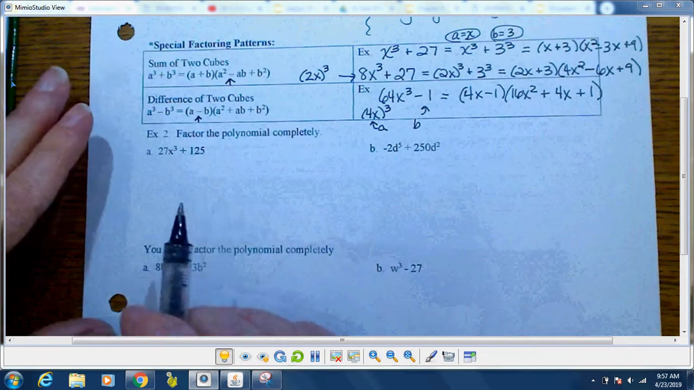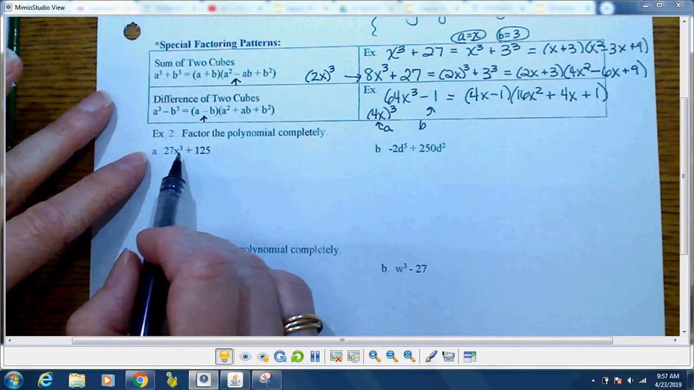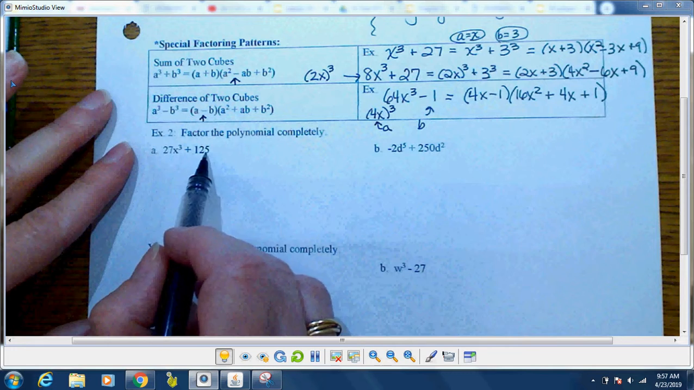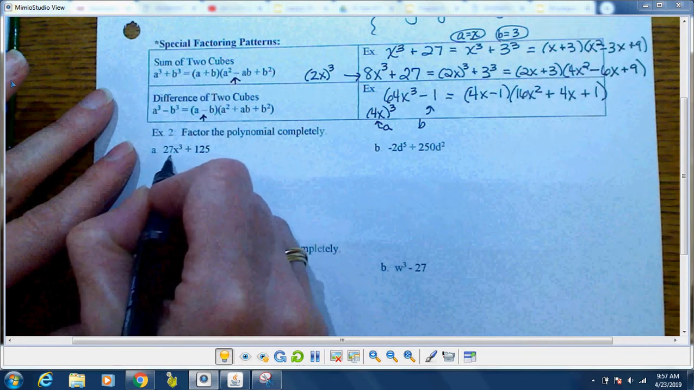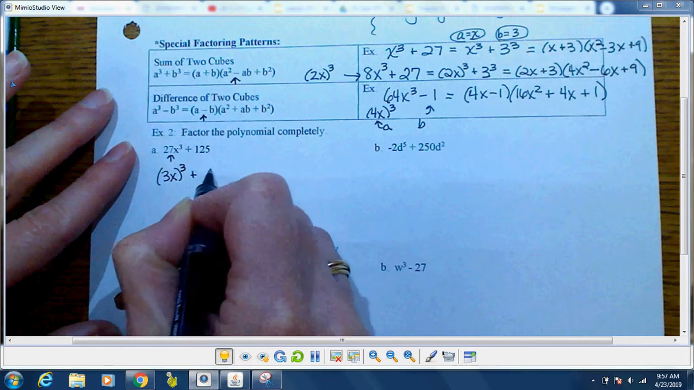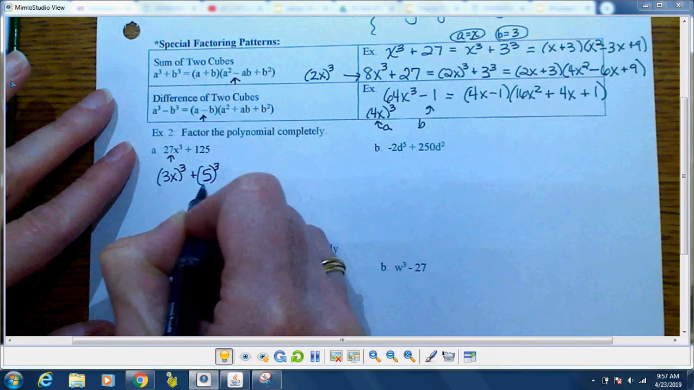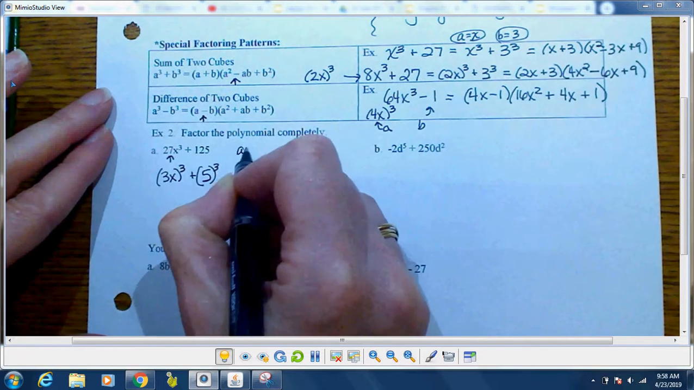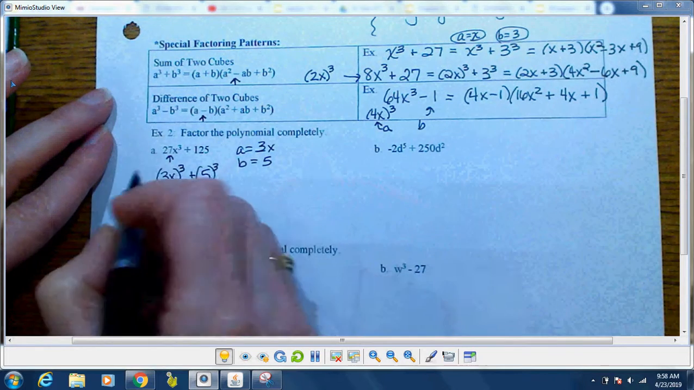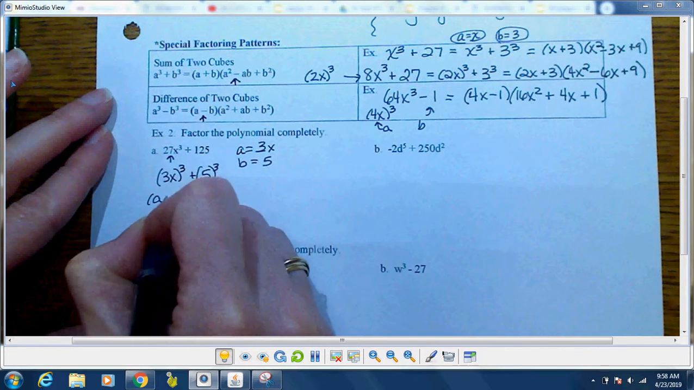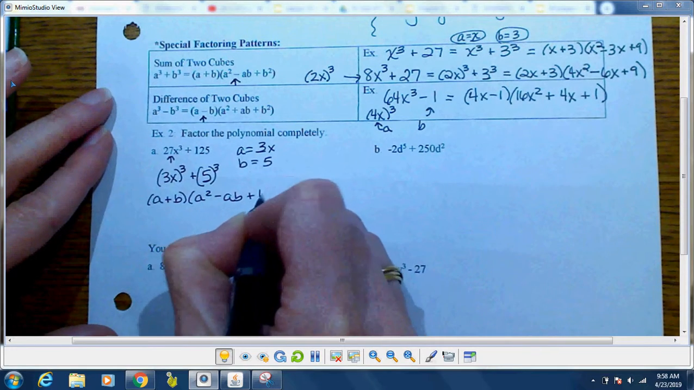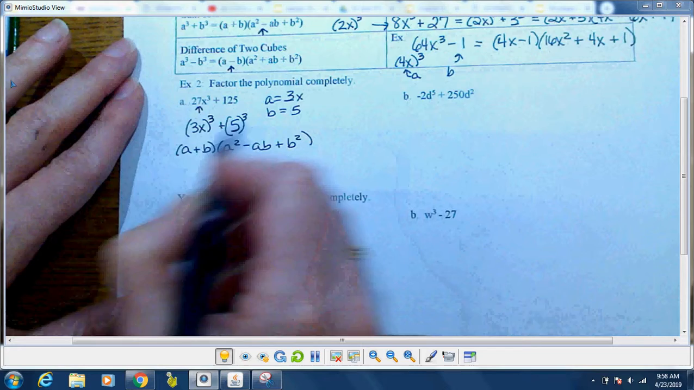Okay. Let's go ahead and we're going to get through example 2. So 27x cubed plus 125. So this is the same thing as 3x cubed plus 5 cubed. So my a equals 3x. And my b equals 5. So I'm just going to plug it into the pattern. So I'm going to copy down the pattern here really quick. And then plug it in.